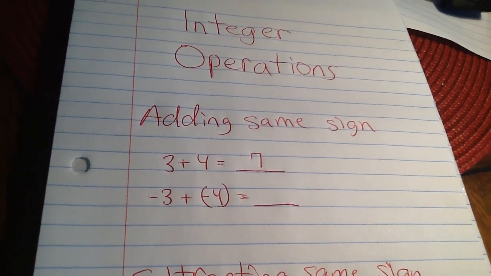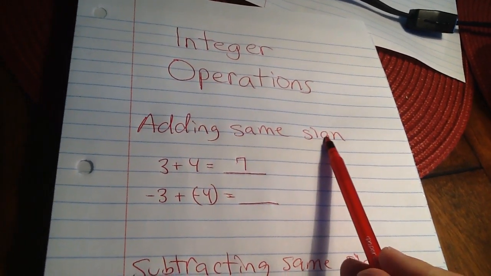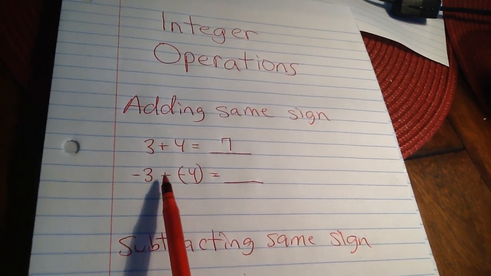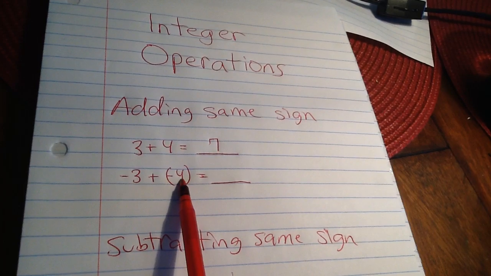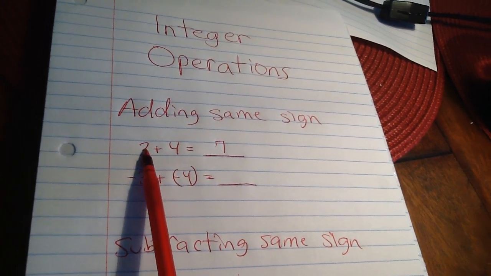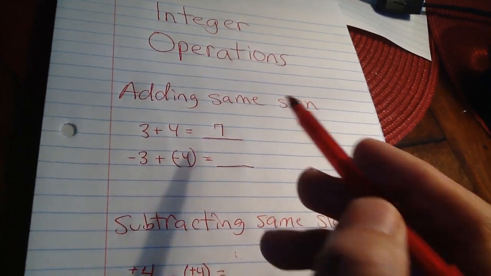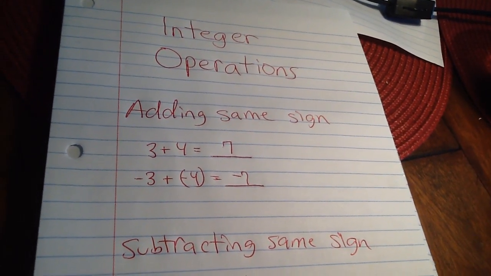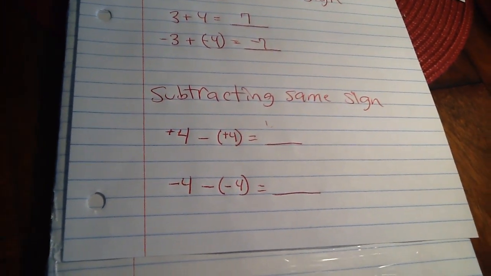Okay? Now, we're adding the same sign, okay? So this is a negative plus a negative. Same theory exists here. When you add two negatives, you're going to come up with a negative. Just like you added two positives here, you come up with a positive. You add two negatives, it's going to be a negative 7.